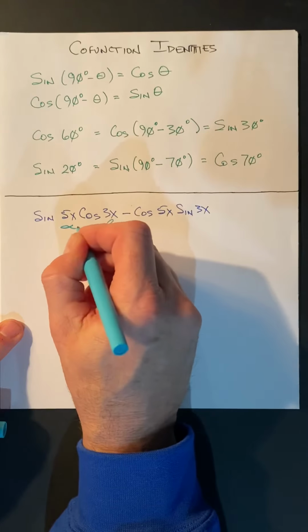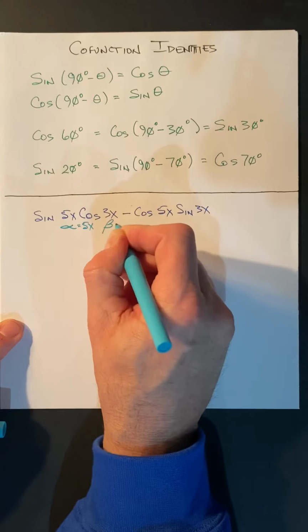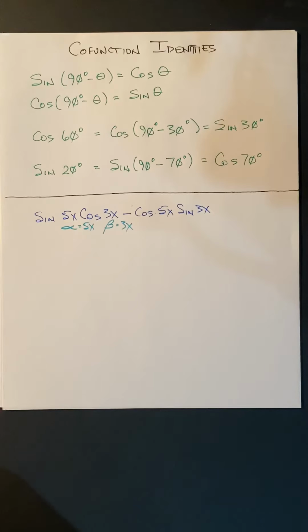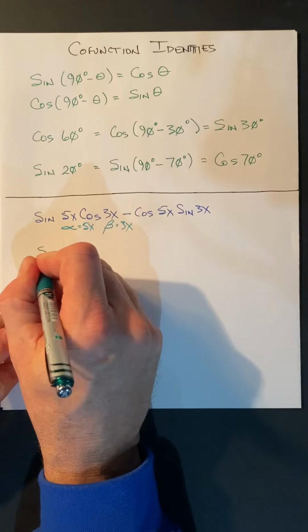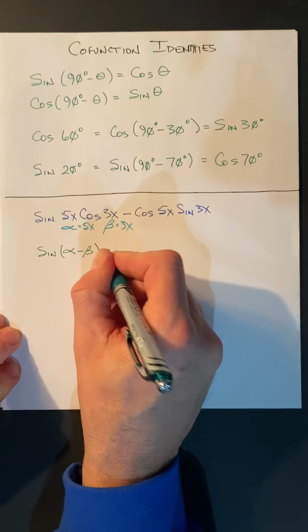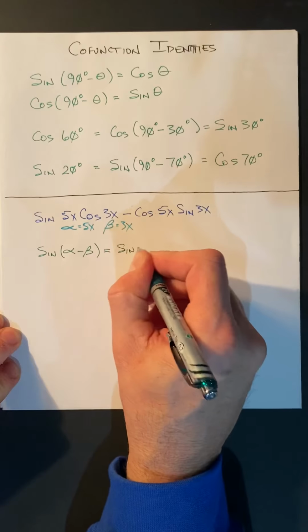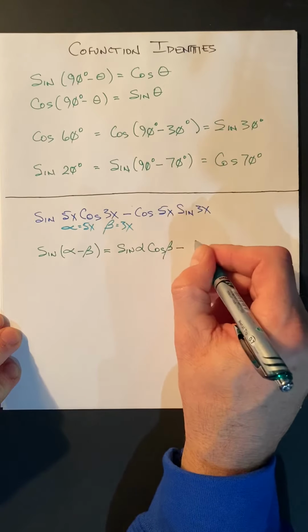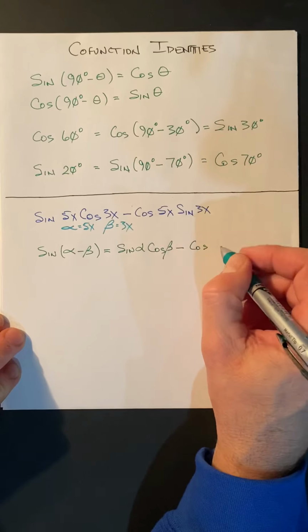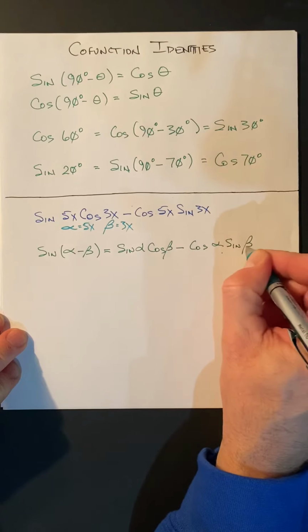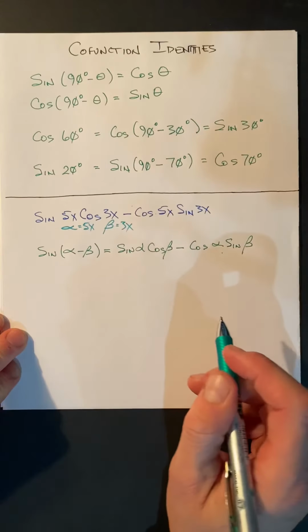So 5x, 3x. I can go right back to my identity from before that says the sine of alpha minus beta is equal to the sine alpha cosine beta minus the cosine alpha sine beta. Okay, so I just have to plug this in now.